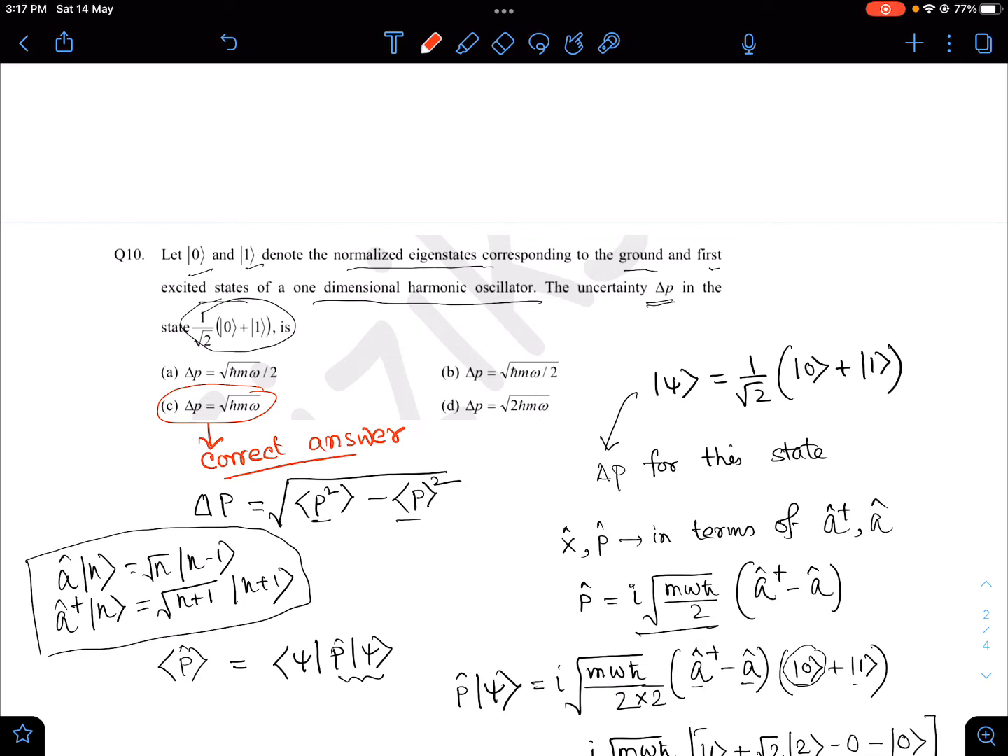In this similar way, you can calculate uncertainty in X for different states. Just write this in terms of raising and lowering operator and use this formula. Then we will get our desired result. The uncertainty we can calculate in position, momentum, or any other operator.